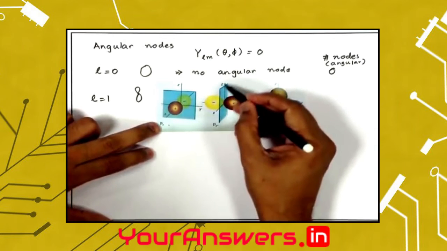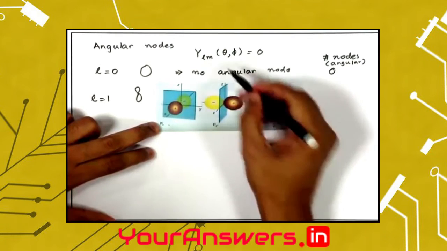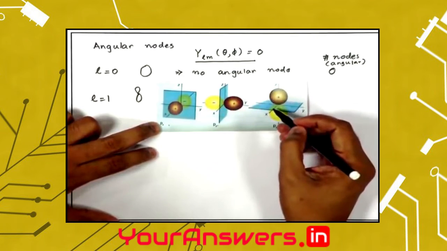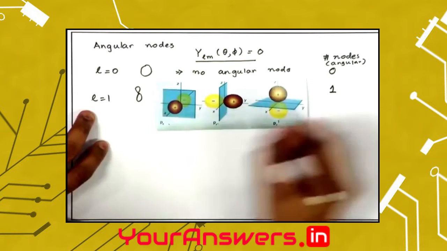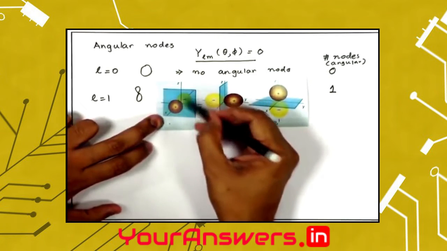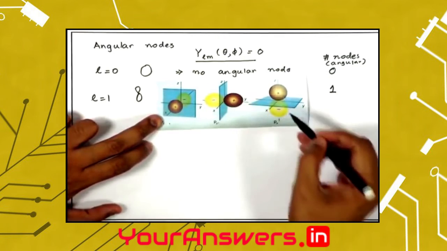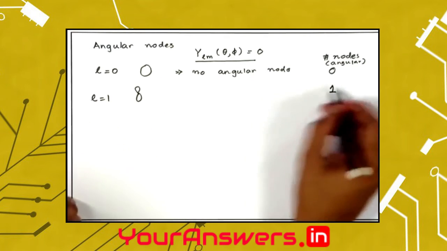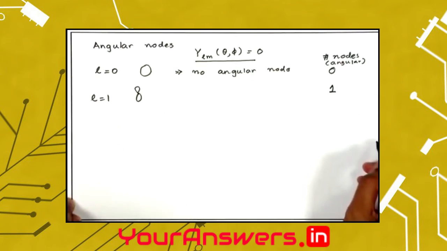So, in this plane, the Y L m, this part of the wave function becomes 0, therefore, you see this node. So, the number of nodes for p orbitals is, you can see, 1 in each case: p x there is one plane, p y there is another, p z there is another. So, the number of angular nodes is 1 for p orbitals.